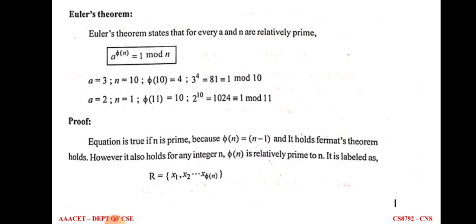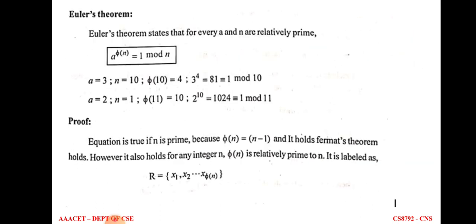So this is Euler's theorem. It states that a to the power phi of n is congruent to 1 mod n. Before going with this theorem, you should know what phi of n is. That's why in the previous slide we saw what the Euler totient function is. Here a and n are relatively prime, so a and n should be relatively prime numbers.